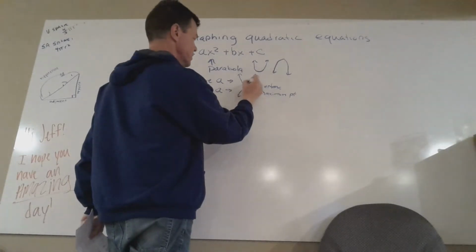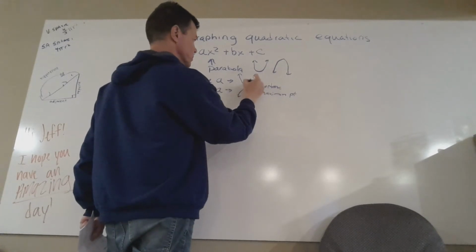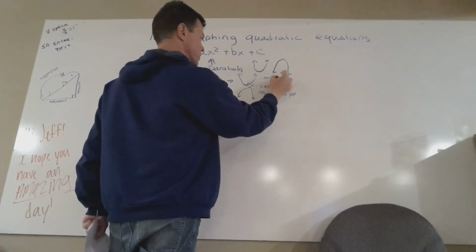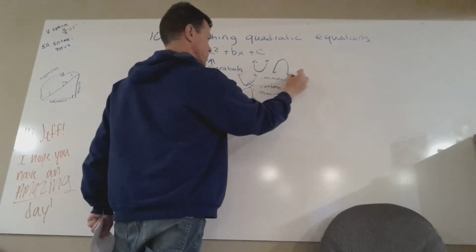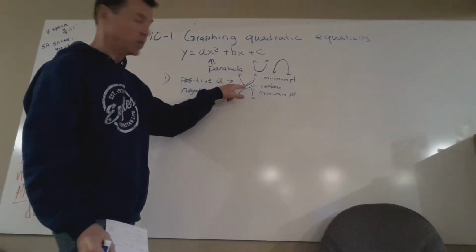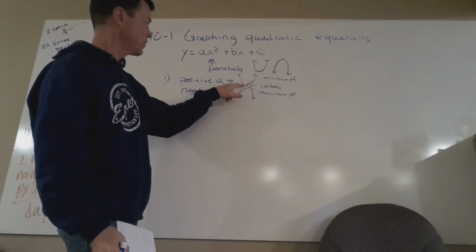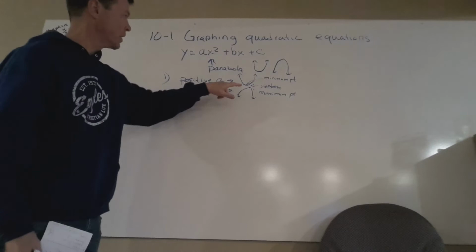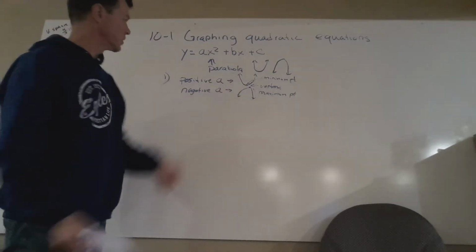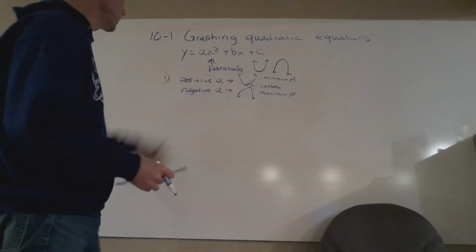This one, this vertex is a minimum. That's a minimum point. Because if you're working your way down, you get down to a certain point, you're not going to go down any further because it turns around and goes back up. You have a minimum point. So if the A is positive, we have a minimum point. If the A is negative, we're going to have a maximum point. That's the first part that we're looking at. Very, very simple. It's either positive or negative.